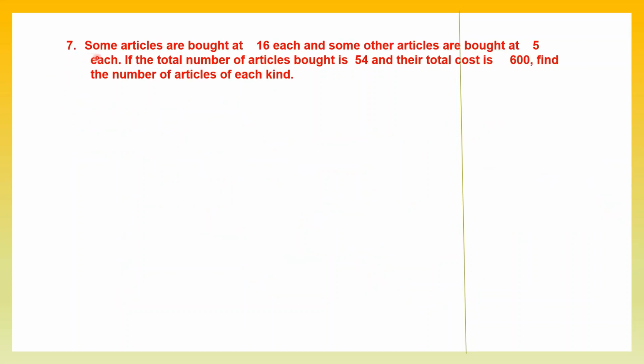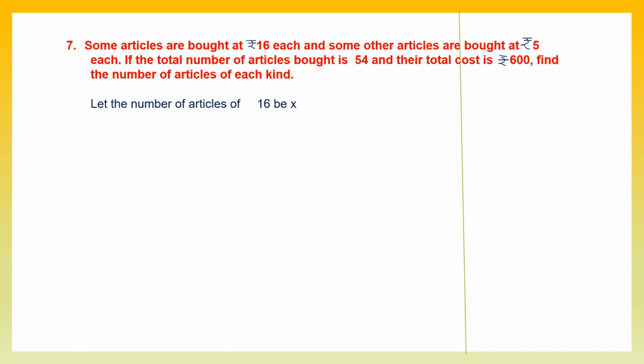Question 7. Some articles are bought at 16 rupees each. So some articles were bought and the price of those articles were 16 rupees, and some other articles are bought at 5 rupees each. So two sets of articles were bought. If the total number of articles bought is 54 and their total cost is 600 rupees, find the number of articles of each kind. So let's begin.